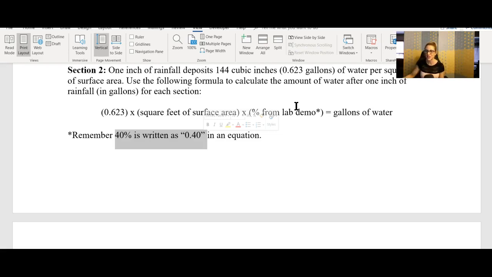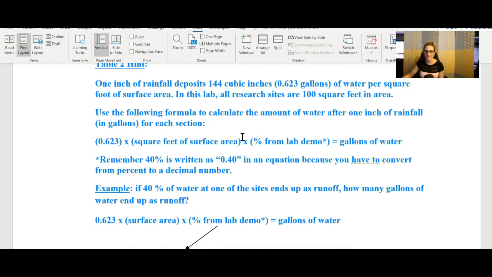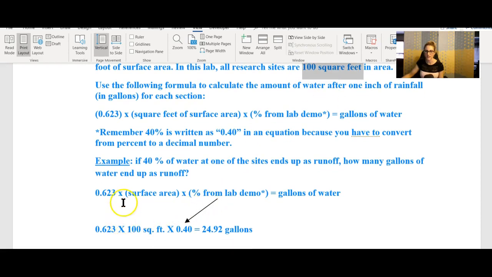So we always have to convert. If you just multiply 40 in there, 40 is a lot different than 0.4 when you're multiplying. So a couple hints here that I have. Again, we know that this is a given. That's always going to be in the formula. It's right there. And then we know that all of the research sites are 100 square feet. So all of them are going to be 100 square feet, so we know the surface area is going to be 100. So this part's given for us. We don't have to do anything. So all we really need to worry about is that percentage from the lab demo.